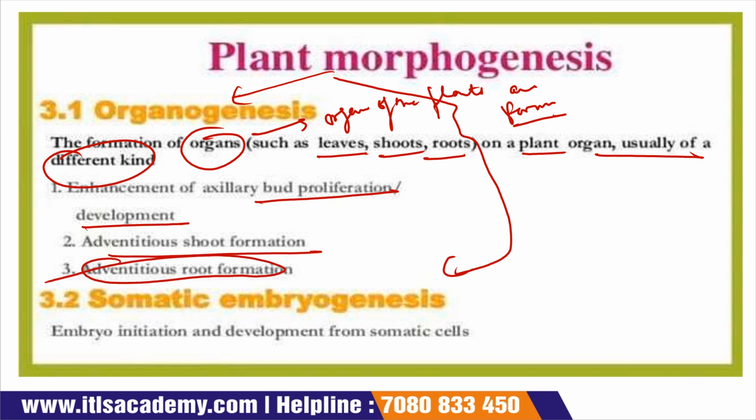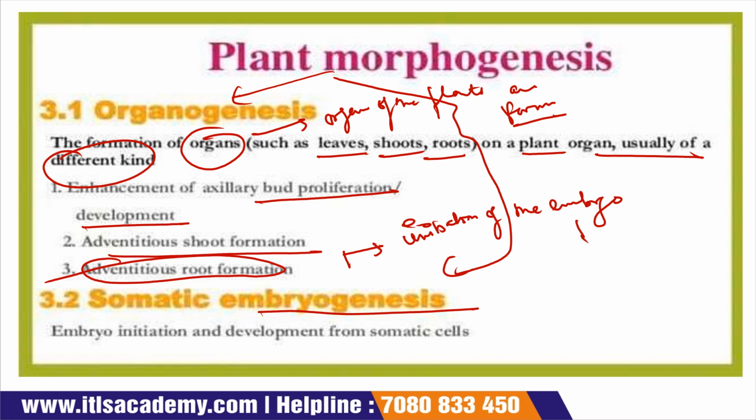Now the second is somatic embryogenesis. In this process, the initiation of the embryo takes place, and after initiation, the development of the embryo also takes place in somatic embryogenesis, and it is formed from somatic cells. Okay, now this is about the plant morphogenesis division.